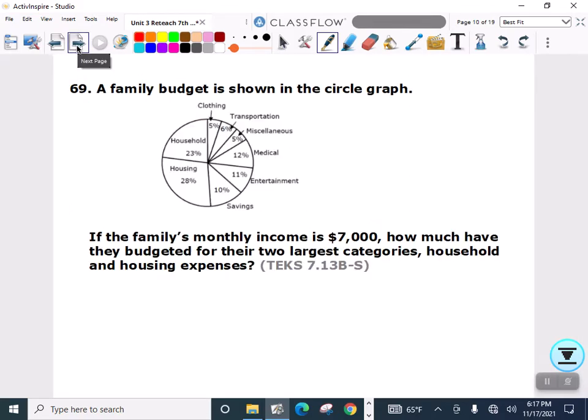69. Here's a family budget. So this is set up in percentages. Now, the 2 largest categories would be household and housing. So I'm going to use an example. Now, I'm going to say household plus housing.